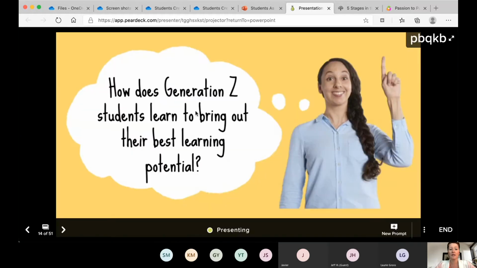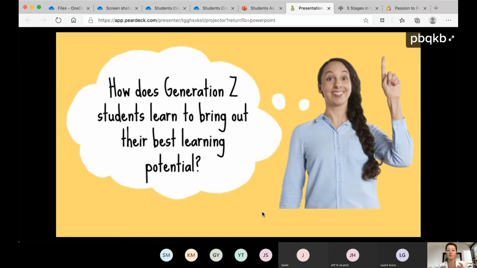So I'm going to add in a new text card, and now you'll be able to respond. So you could share something that you just learned about Generation Z, or those that you're currently working with right now. How do you see them learning and bringing out their best learning potential as a student?